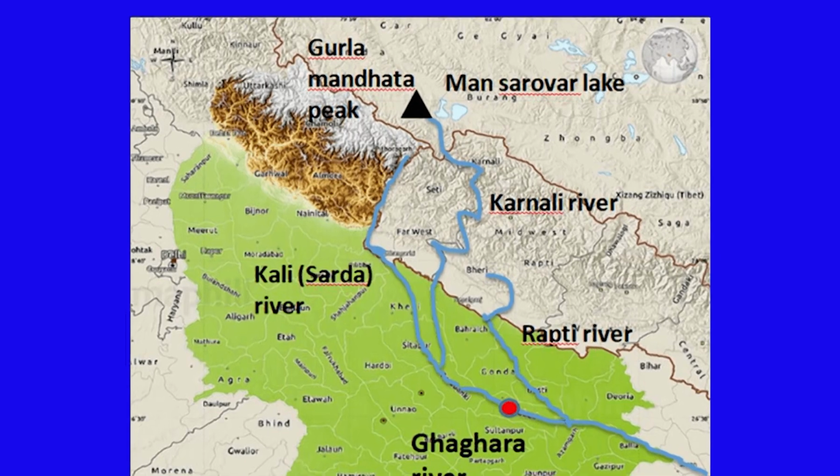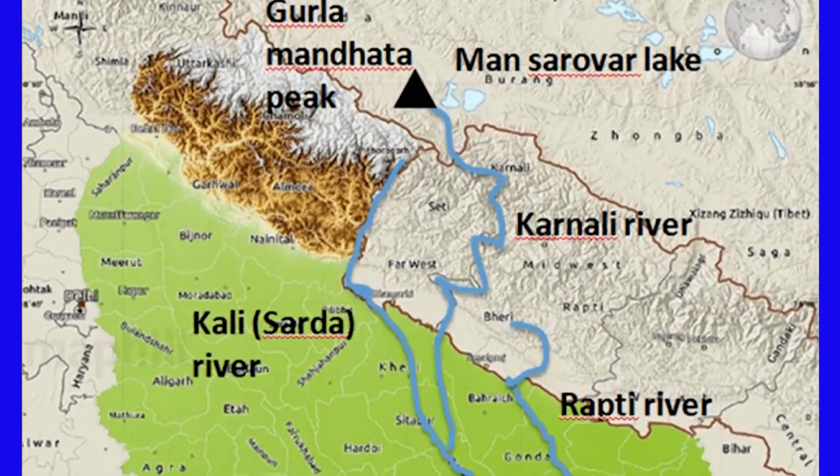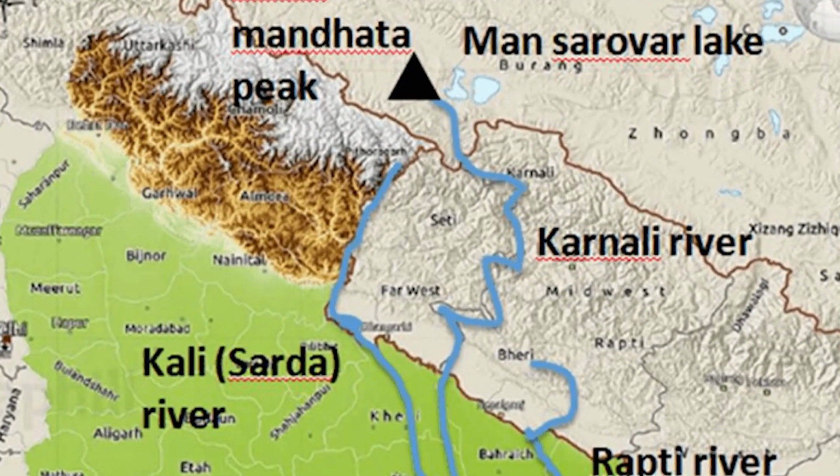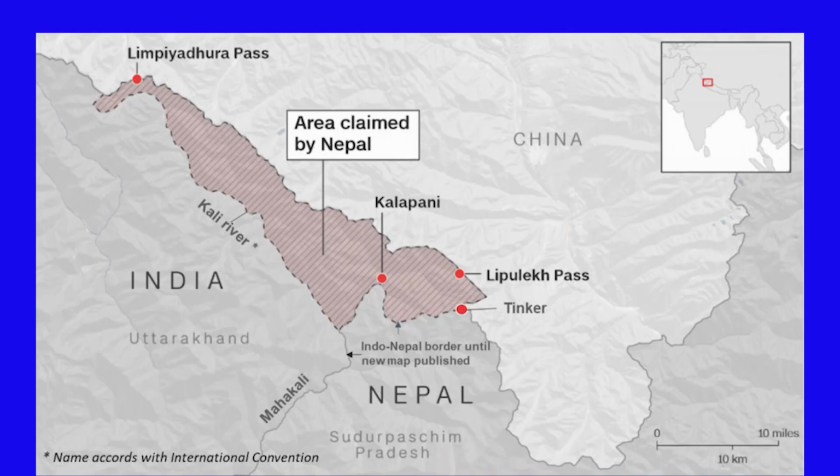So, Nepal considers the source of the Kali river, the historic river near Limpiadhura, which is higher in altitude than the rest of its rivers' flow, and also it considers the areas like Limpiadhura and Lipu Lake to be its own territory, which India also considers to be theirs. So, there is a problem regarding these three areas between India and Nepal, and these problems are creating some problems between the two governments.